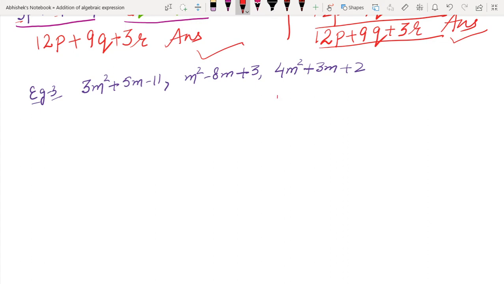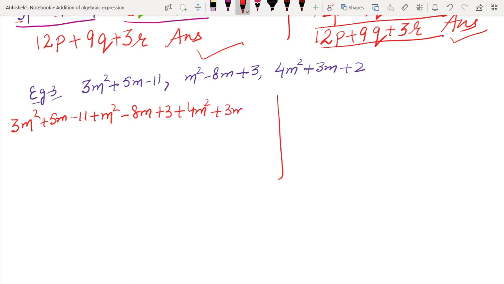First we will try the horizontal method. So write all expressions in a horizontal line. So we are just writing all expressions in a horizontal line. So now collect the group of like terms. So we can see there are how many variables? There are two variables. One is m square and another is m, and then a third one is constant terms.